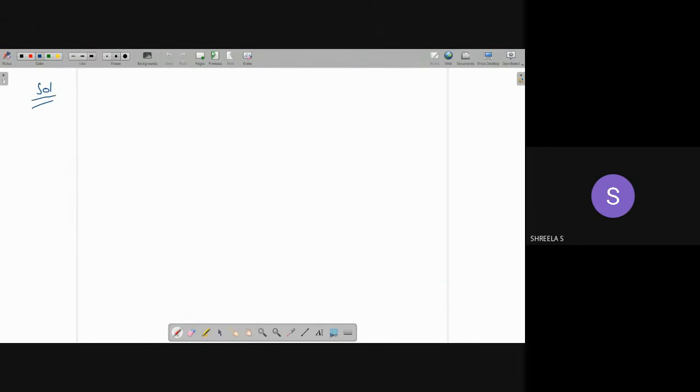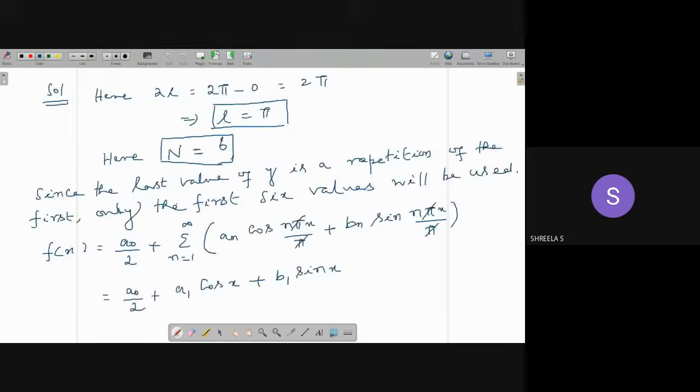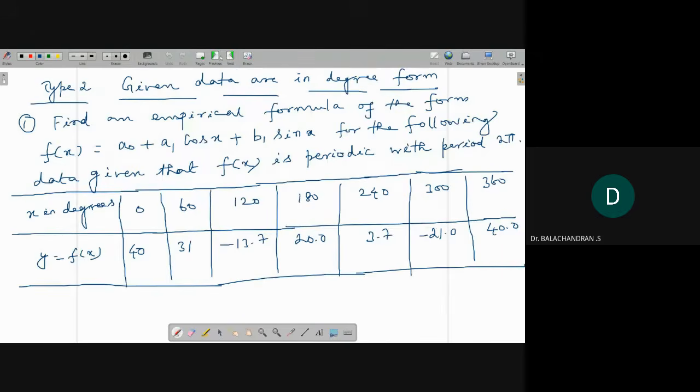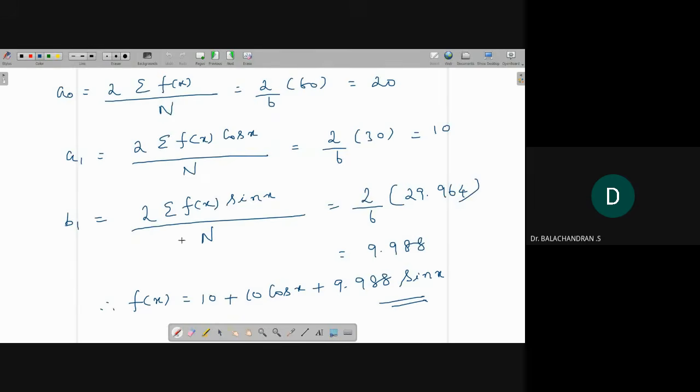Sir, in the question it is given, find the empirical form of f of x equal to a naught only, sir. A naught. Oh, okay. So it is given a naught. If it is asking a naught, then it is better to write, so you should write 20 only.